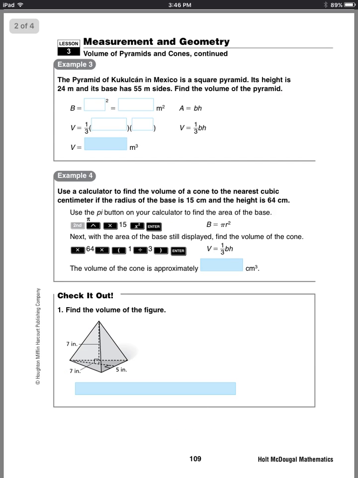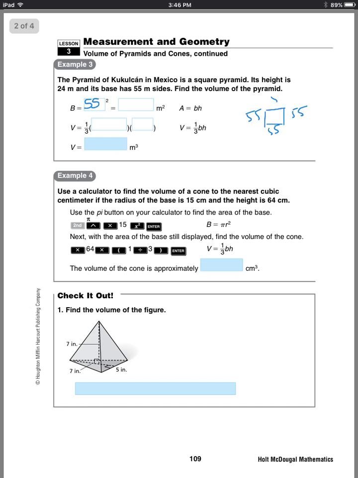The pyramid in Mexico is a square pyramid. Its height is 24 meters and its base has 55-meter sides. Find the volume of the pyramid. So this is a square pyramid, which means the base is a square and then it has 4 triangles that meet at a point. We know that the base has 55-meter sides, so the base is 55 squared because a square has all the same lengths.